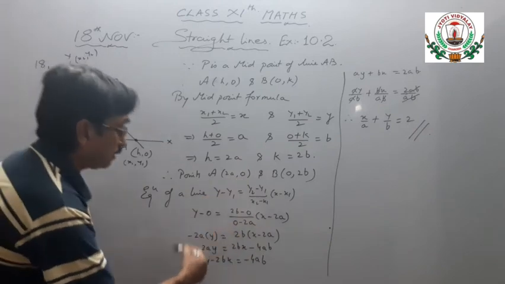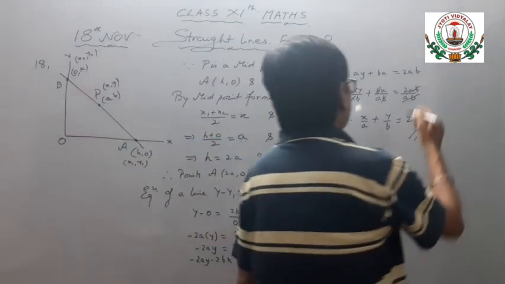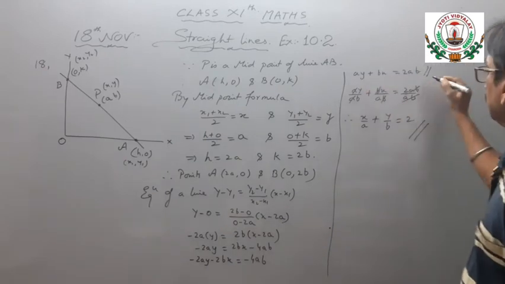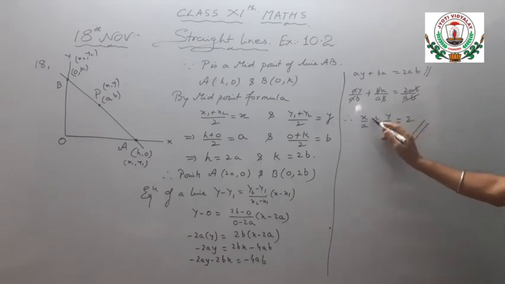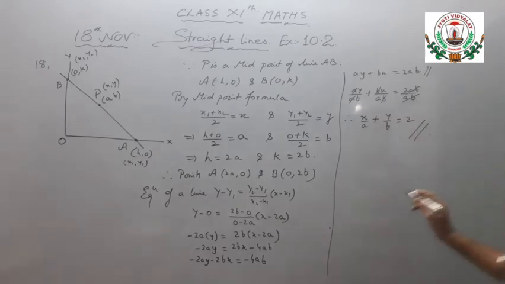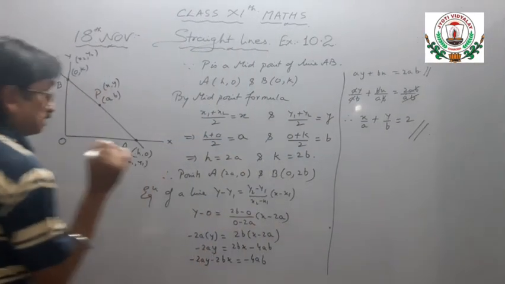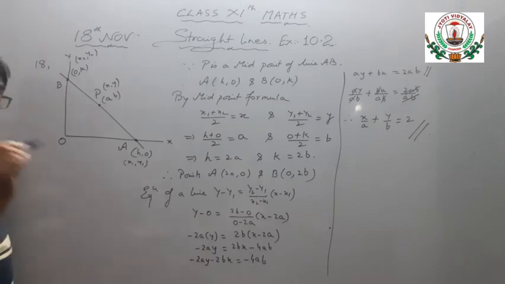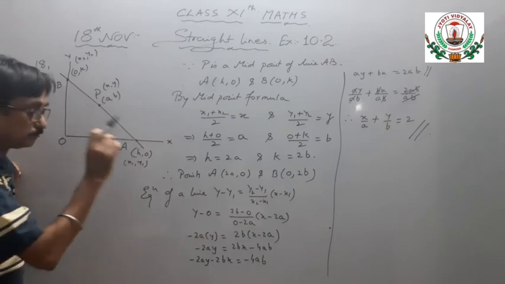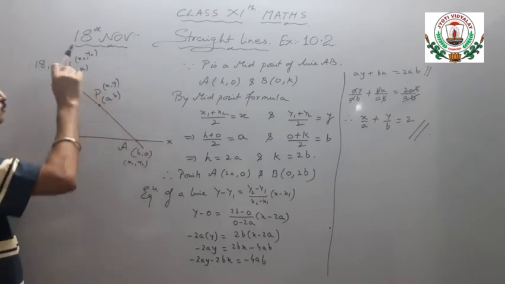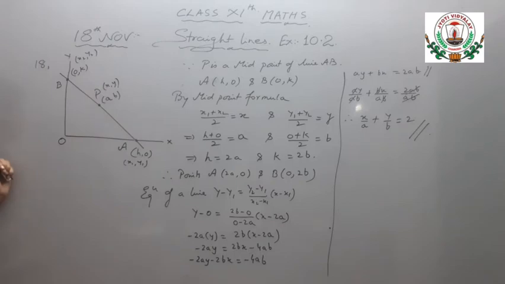After the complete simplification and getting the simplest form, I am dividing all the terms throughout by ab. So at last we get our required equation of the line: x upon a plus y upon b equals 2. This problem is based on a class 9 concept. Listen again carefully: the point which is lying on the x-axis, its y coordinate will be 0, and the point which is lying on the y-axis, its abscissa value will be 0.